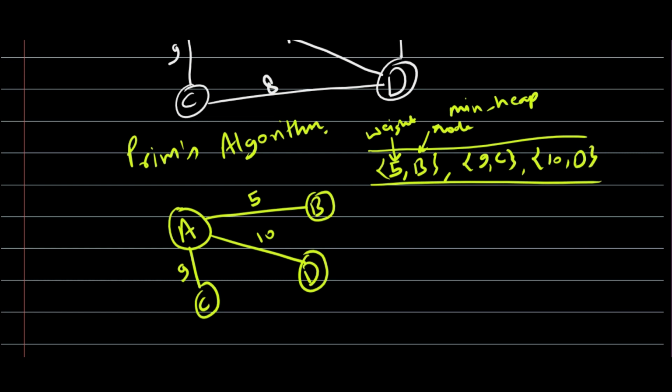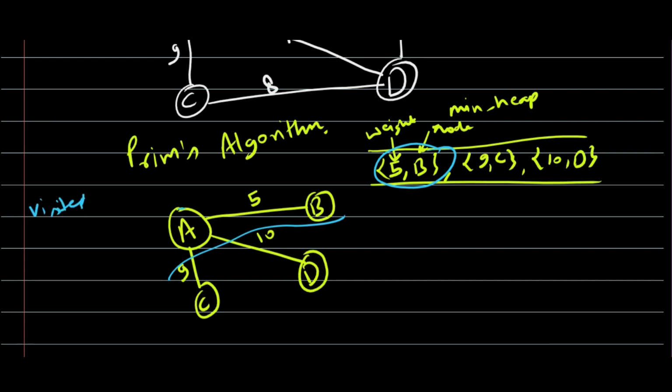So we take out the minimum value from the priority queue. Out of the three options available, we choose the one with minimum distance. Now A and B are part of our MST, minimum spanning tree. So we also need to keep track of all the visited elements.